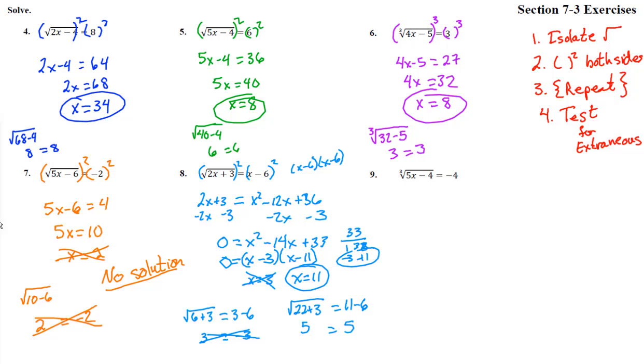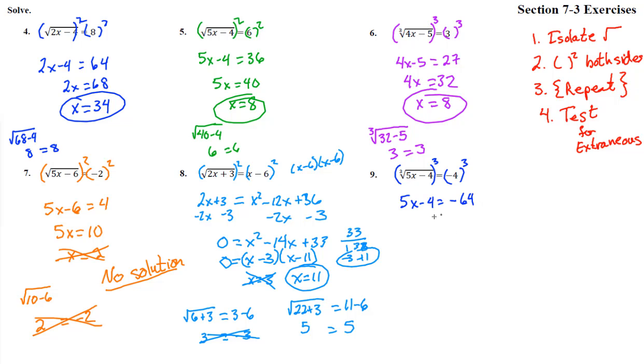Okay, last one. Number 9. Isolate the radical. That's a cube root, indeed. So let's cube both sides. Oh, I just put a squared there. We are cubing both of these. All right, so those just cancel, and we get 5x minus 4 equals, let me see, negative 4 times negative 4 times negative 4, that's negative 64.